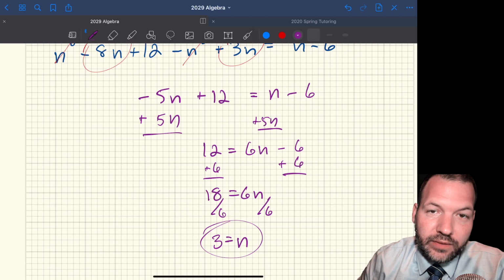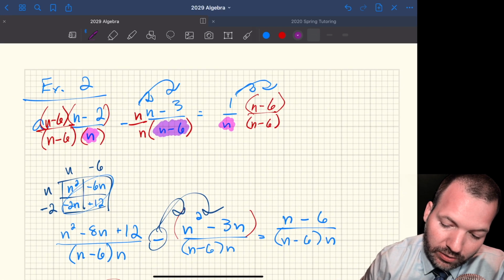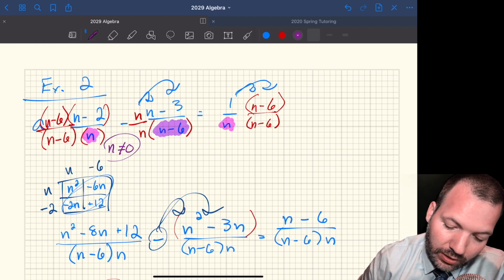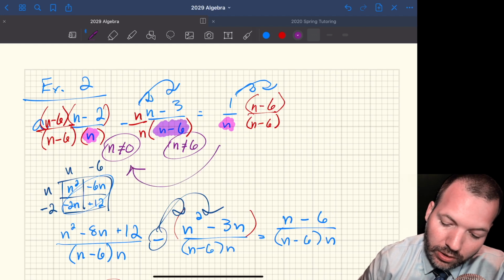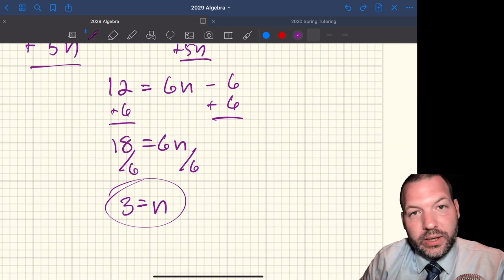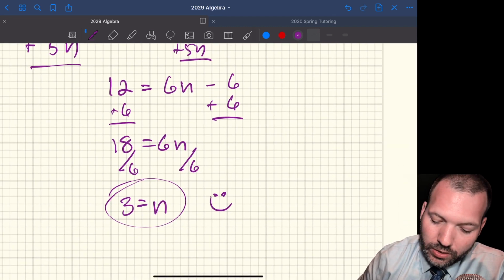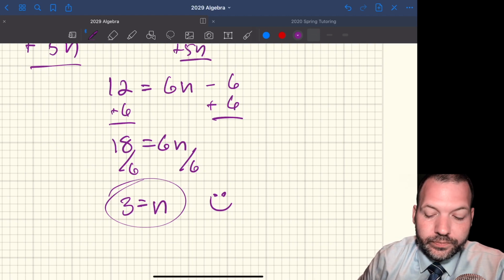I did not identify my excluded values first. So I might come all the way back up here and ask myself, what can n not equal from that first thing? n cannot be 0. From that second factor, n cannot be 6. And of course, this one would also be n cannot be 0, but we don't need to do that because we already wrote it down over here. As I check this, this is not 0 and it's not 6. And so I'm good to go. That really should work. That is a true solution.